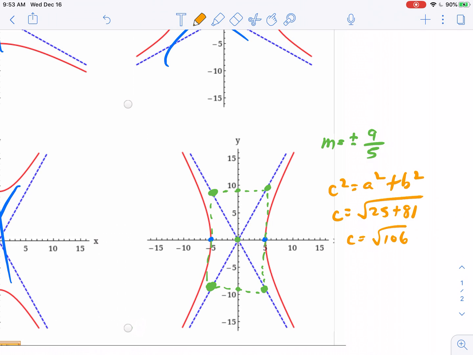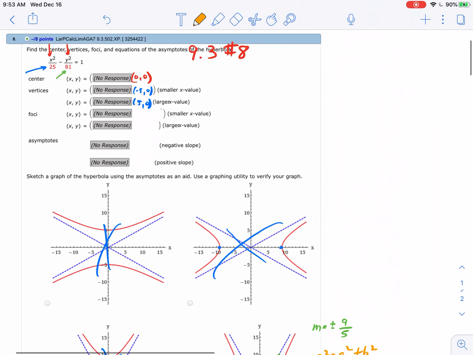So if I go back to my center and I count 1, 2, 3, 4, 5, 6, 7, 8, 9, 10, we're somewhere out here for this focus, which would be, adding to the 0, just the square root of 106 to the right, comma 0. And we're over here, negative square root of 106, comma 0. And so you can put those two numbers right there for your foci.